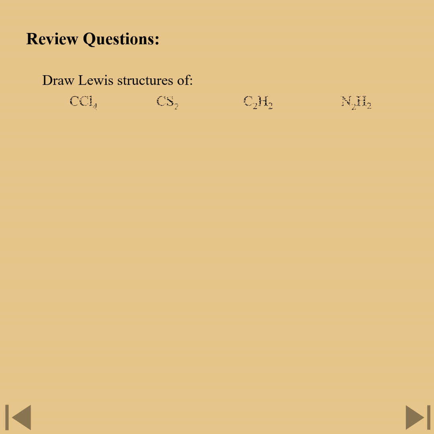Okay, first, draw Lewis structures of carbon tetrachloride, carbon disulfide, acetylene, and hydrazine. Well, for carbon tetrachloride, step one, our central element is carbon. So step one, we draw in our central element. Step two, we now bring in the peripheral atoms to line up with those non-bonded electrons, those free single electrons. And here we have carbon tetrachloride.